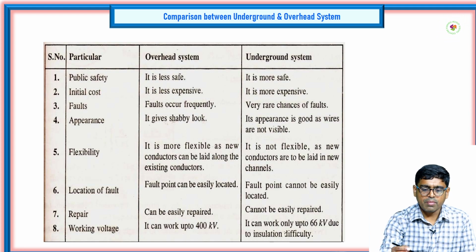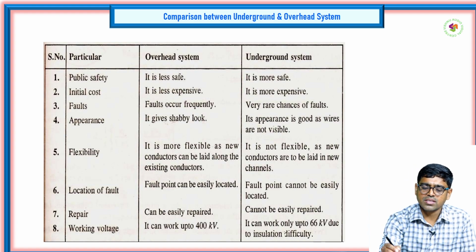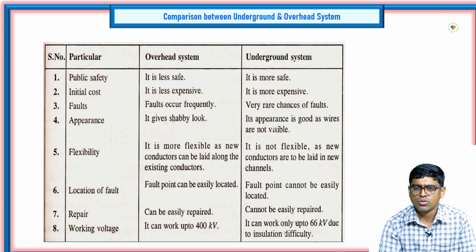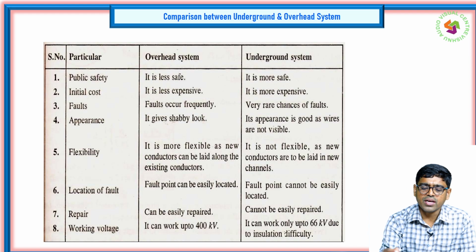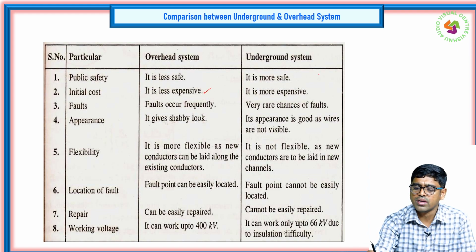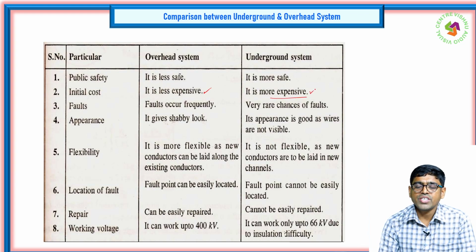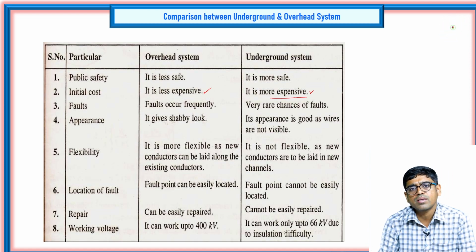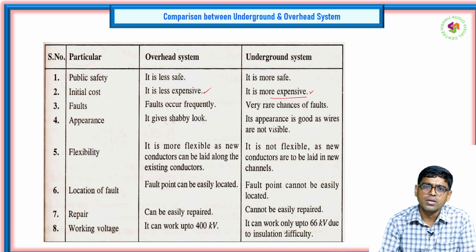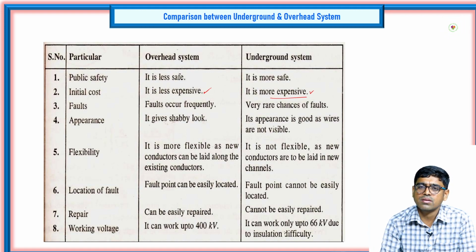In case of public safety, the overhead system is less safe. The underground system cable is in the ground itself, so it is more safe. Initial cost wise, the overhead is less expensive, but underground is more expensive. The cable needs to be laid in the underground, which has a high cost, but the overhead system is only the poles and the cable, the transmission lines, where the conductor can be laid, so it is very easy.